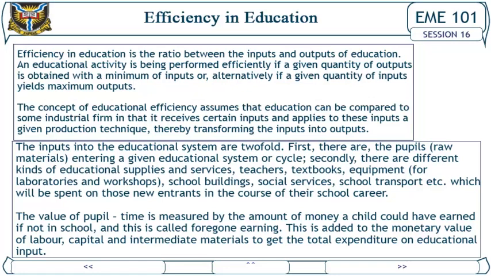The concept of educational efficiency assumes that education can be compared to some industrial firm in that it receives certain inputs and applies to this input a given production technique, thereby transforming the inputs into outputs. The inputs into the educational system are twofold. First, there are the pupils, raw materials, entering a given educational system or cycle.